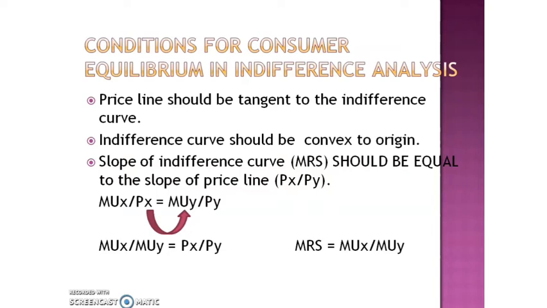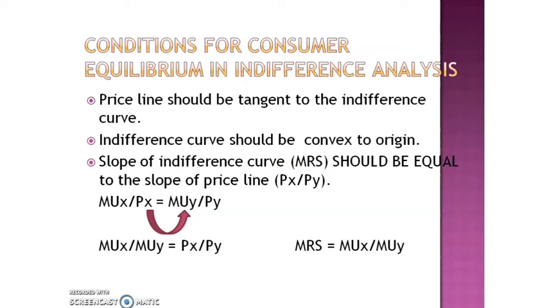That is, in order to gain an additional unit of good 1, the consumer is not ready to sacrifice more units of good 2. He also wants good 2. So he is not ready to sacrifice more units of good 2. That's why MRS is diminishing. So the indifference curve is always convex to origin.